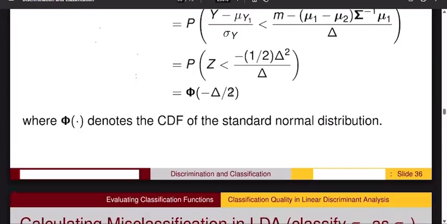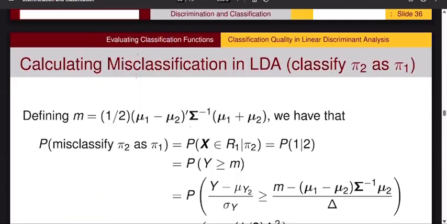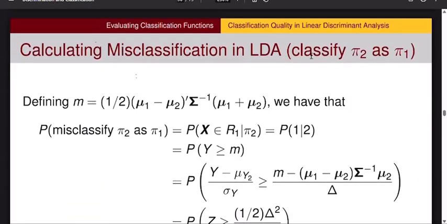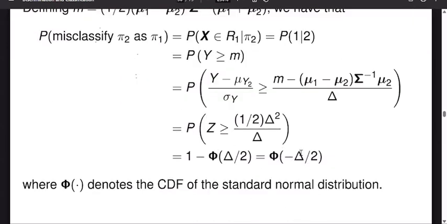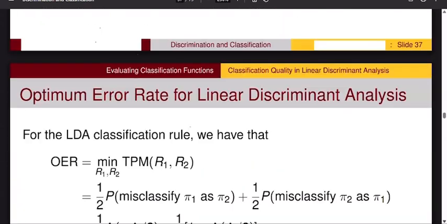Okay, we're using data here. Take a look at that. Now, the same way we can also calculate the probability of classifying pi 2 as pi 1. You know what I used the other time, I used y less than m. I'm going to use y greater or equal to m, and I'm going to proceed the same way. And this is obvious. In R, this guy is going to be 1 minus p norm of that. Okay, then you'll be able to figure it out.